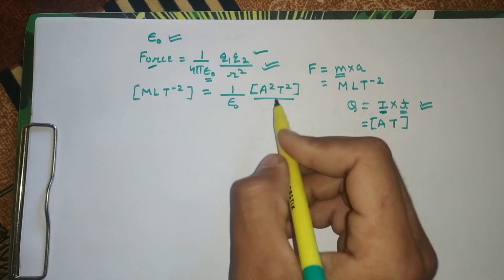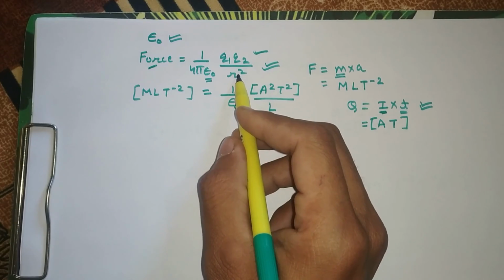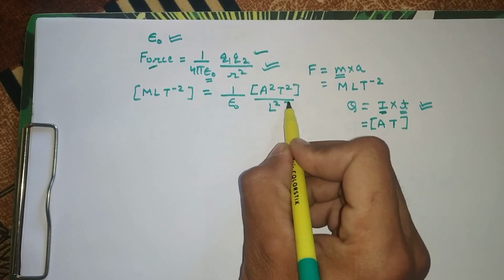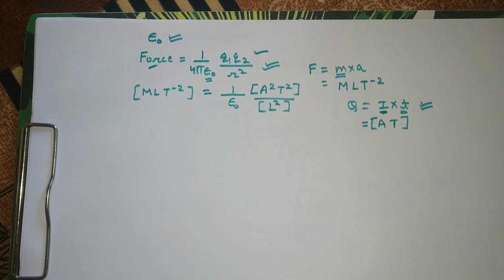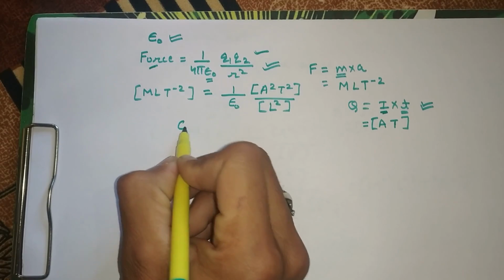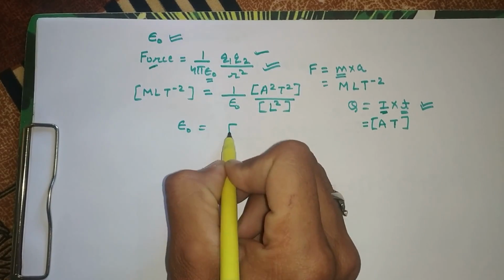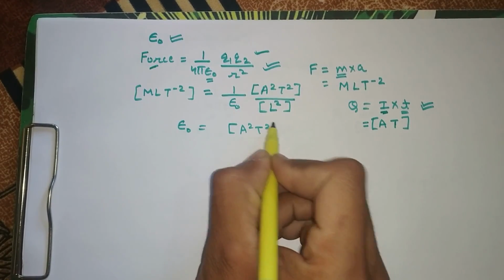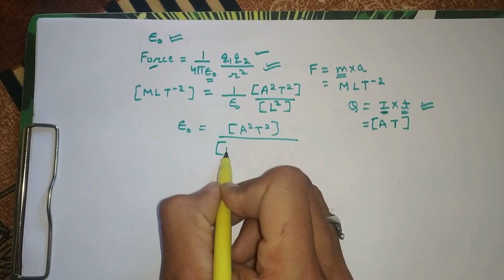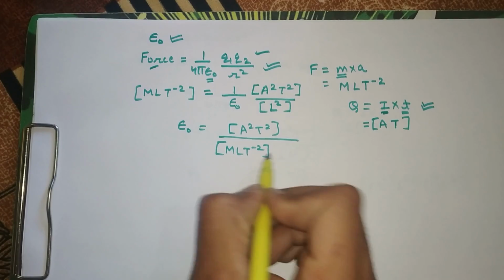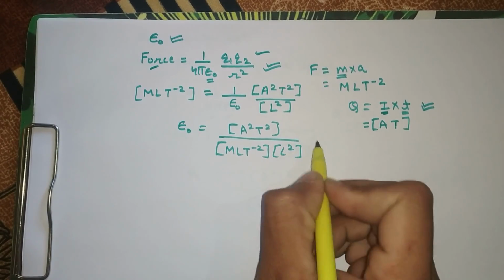Dimensional formula of length is L. So if there is r square, we will write it as L square. From here we can determine the dimensional formula of epsilon naught. So epsilon naught will be A square T square divided by MLT minus 2 into L square.